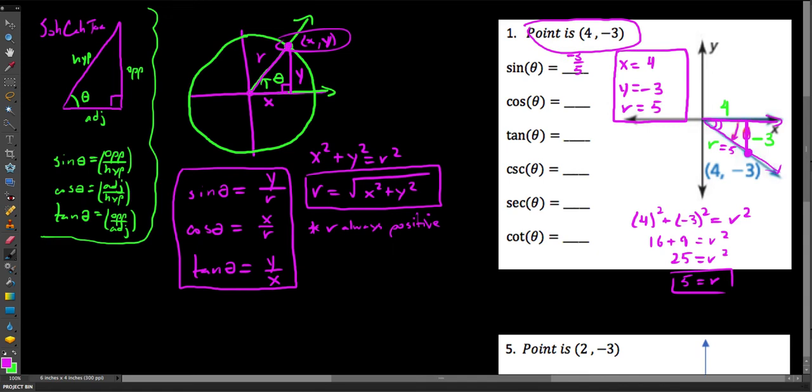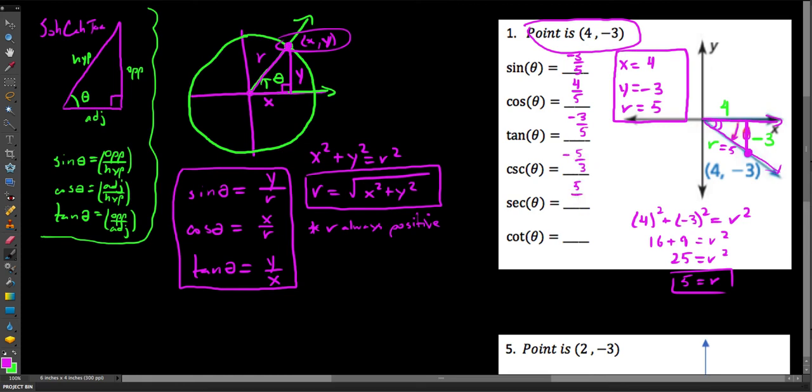Our cosine is x over r. Well, that's going to give me 4 over 5 here. It's my x over my r, or adjacent over hypotenuse. Okay, and then our tangent would be y over x, in this case negative 3 over 5. So to get our other three ratios down here, again, we're just going to flip the initial 3 over.